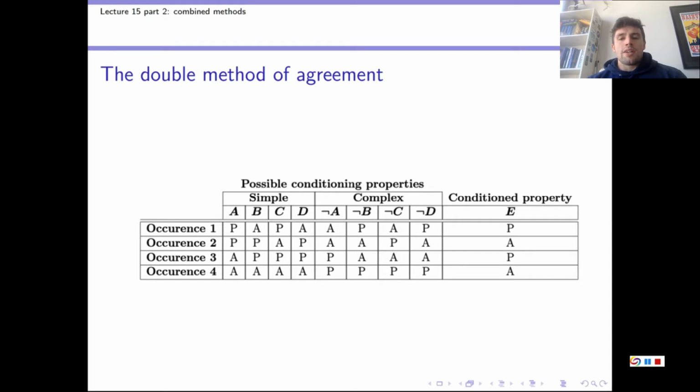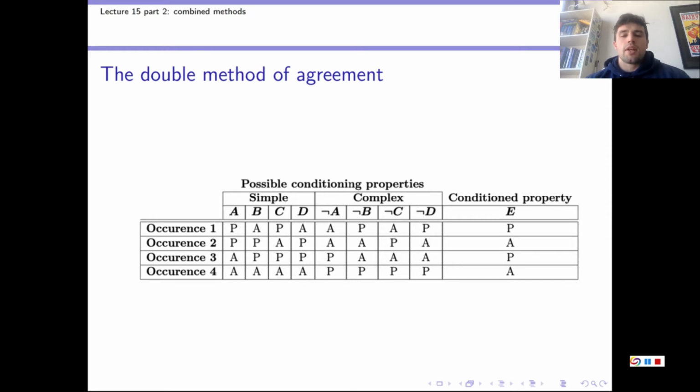So, occurrences 1 and 3 admit the direct method of agreement because there the conditioned property is present. So the inverse method of agreement won't tell you anything about those occurrences. Conversely, occurrences 2 and 4 admit the inverse method of agreement because there the conditioned property E is absent, and so there, the direct method isn't going to tell you anything. So we apply the direct method of agreement to occurrences 1 and 3 to find suspected necessary conditions for E, and we apply the inverse method of agreement to occurrences 2 and 4 to find suspected sufficient conditions for E. So here's the next question.